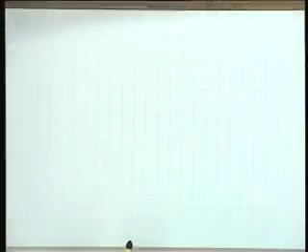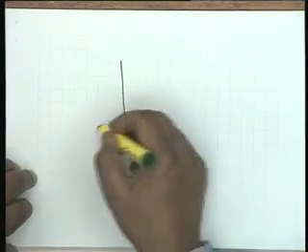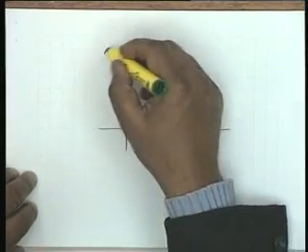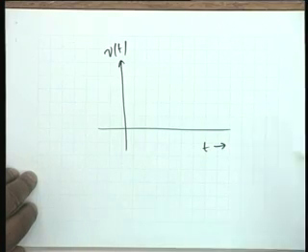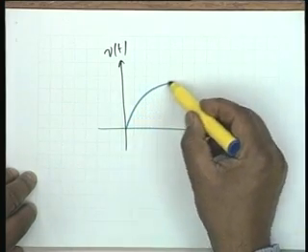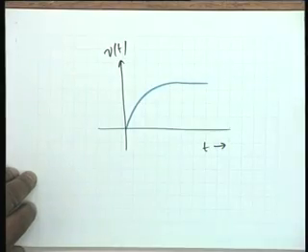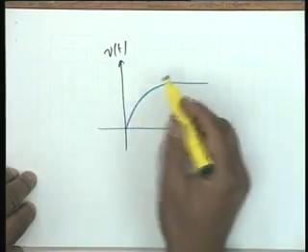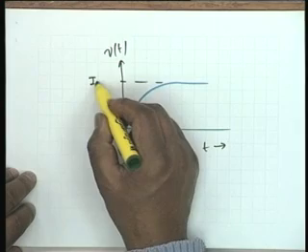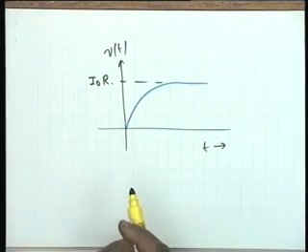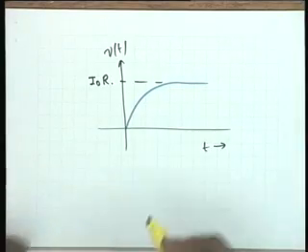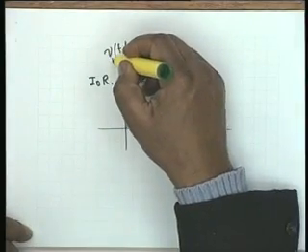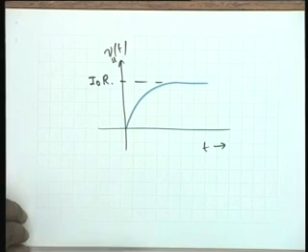All right. If I make a plot of v(t) versus t, then the plot would be like this. It starts from 0 and goes to I0 R as t tends to infinity. This is I0 R. Now, this is my v(t) in response to a unit step current.